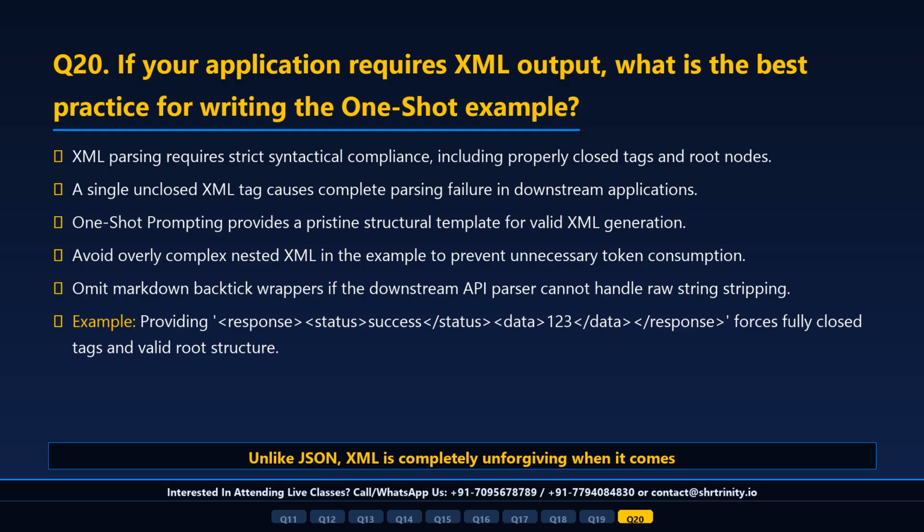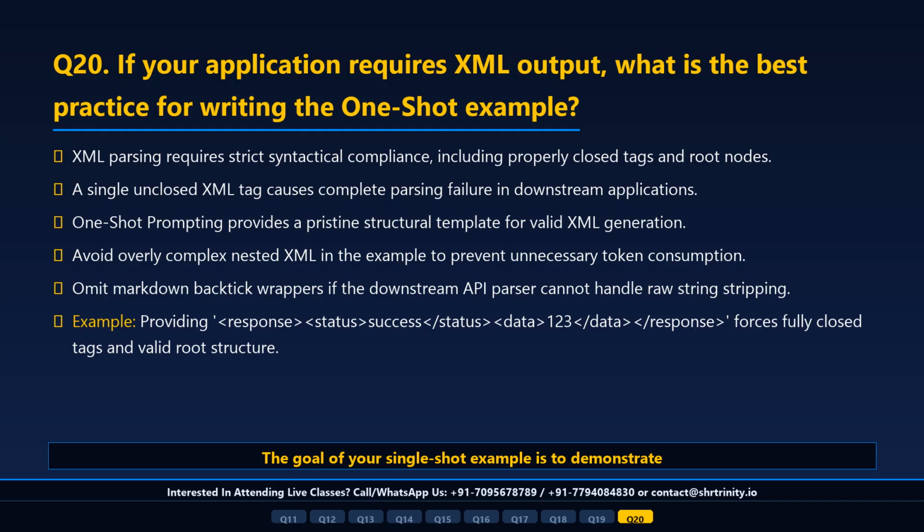To interface modern LLMs with enterprise XML systems, one-shot prompting is standard industry practice. The goal of your single-shot example is to demonstrate syntactical validity, explicit opening and closing tags, proper node hierarchy, and a clean root container. Let me analyze our example step by step. Our example output provides a clear root element response, containing nested elements status success/status and data 123/data, followed by the closing/response tag. When the model generates its response for new data, it replicates this strict syntax, closing every node it opens.